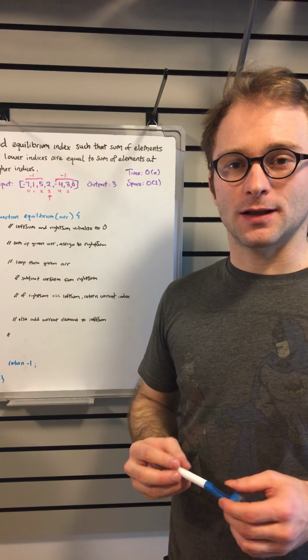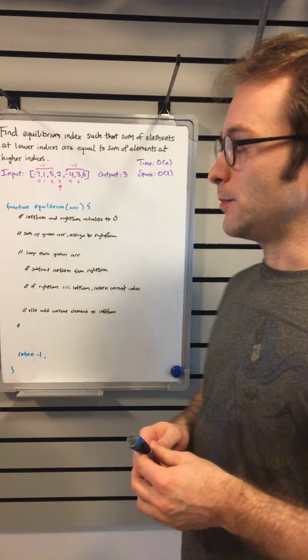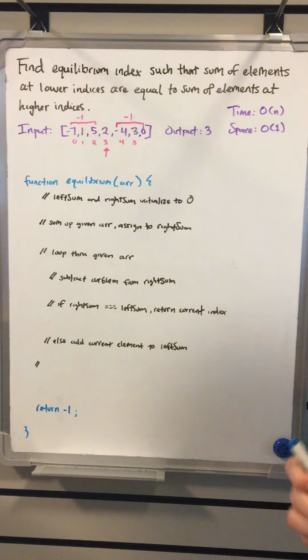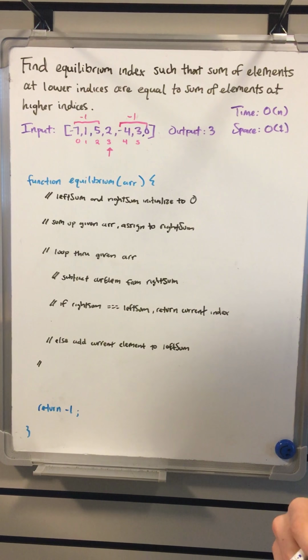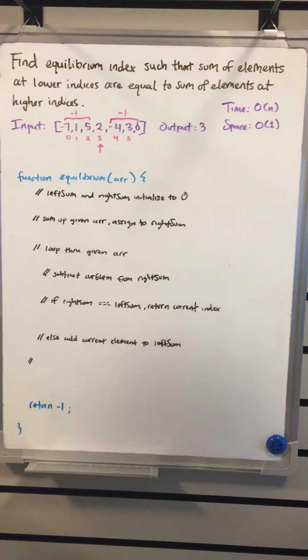Hi, today we're going to be tackling array problem set 2, number 6. The problem statement says find equilibrium index such that sum of elements at lower indices are equal to sum of elements at higher indices. Now, what does that mean?